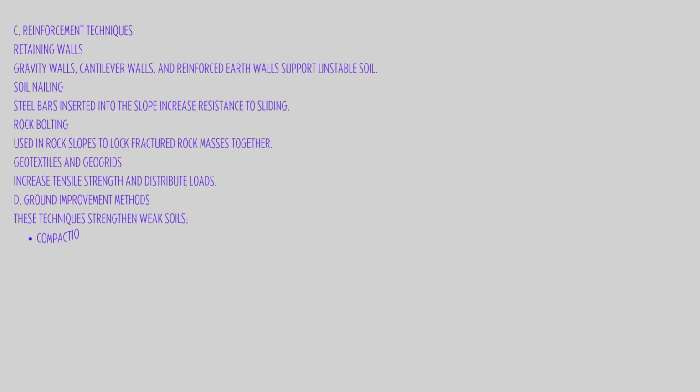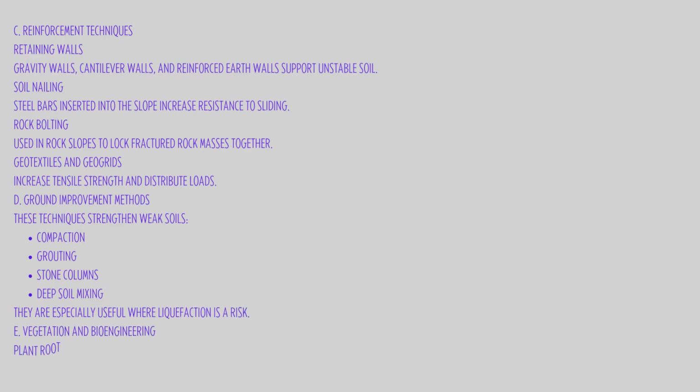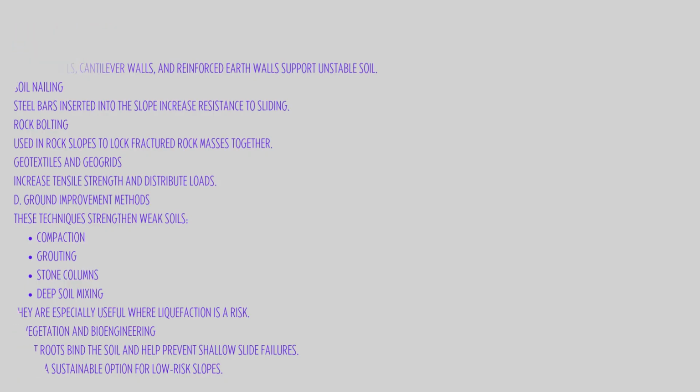D. Ground improvement methods. These techniques strengthen weak soils. Compaction, grouting, stone columns, deep soil mixing. They are especially useful where liquefaction is a risk. E. Vegetation and bioengineering. Plant roots bind the soil and help prevent shallow slide failures. This is a sustainable option for low-risk slopes.